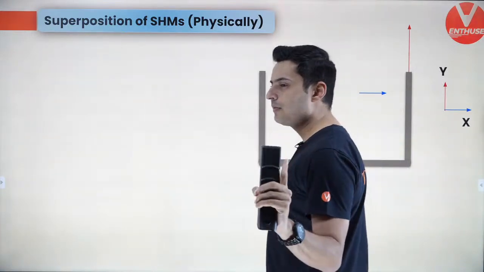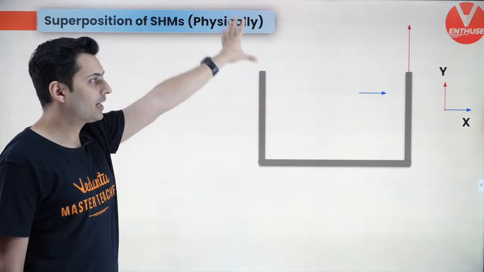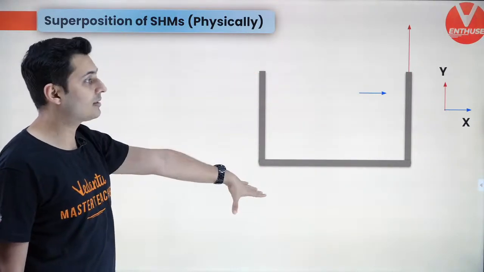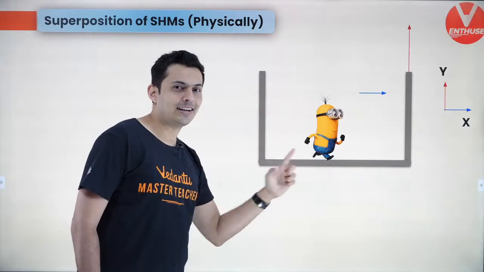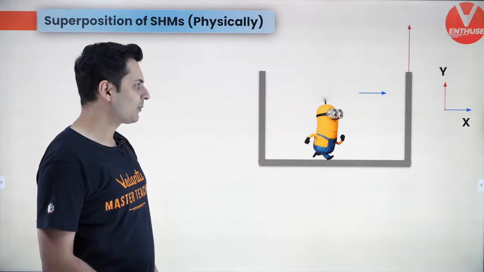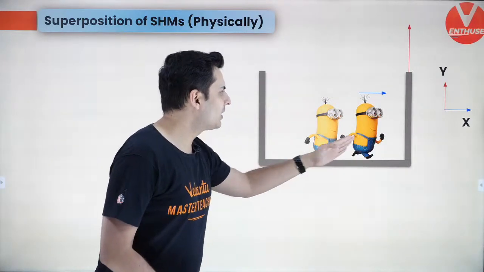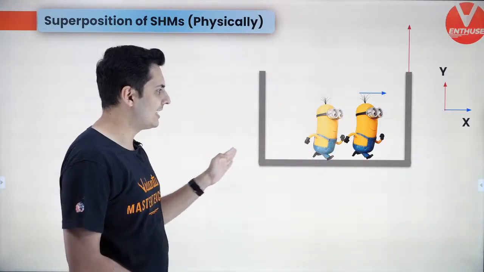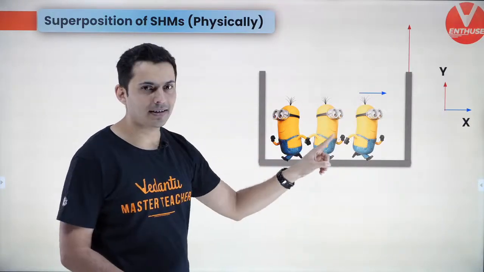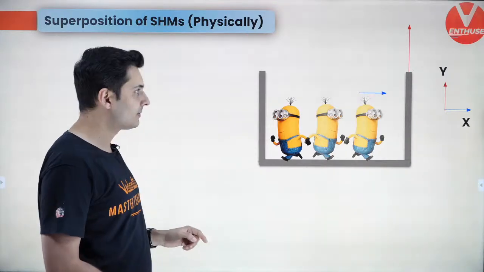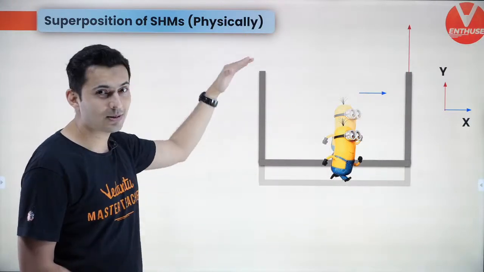Observe, guys, these kind of visualizations nobody will give you. Imagine a lift which can travel up or down in the y-axis. Imagine a Pandu who can run left and right. Now, just imagine that Pandu is performing simple harmonic motion in the x-axis. He's going back and forth, left and right. He's performing SHM in the x-axis. Similarly, imagine the lift is going up and down. It's performing SHM in the y-axis.